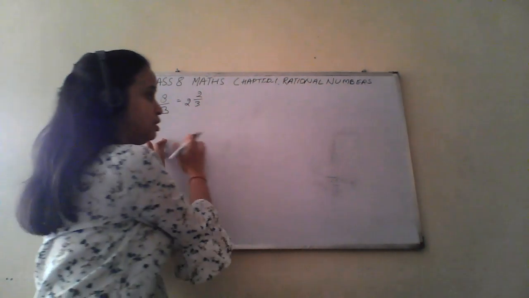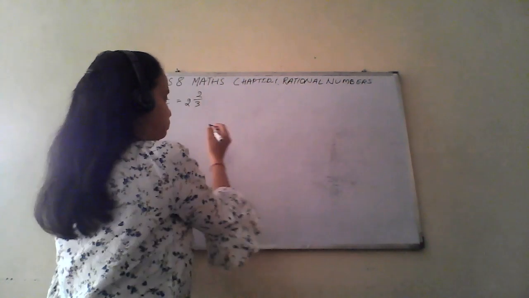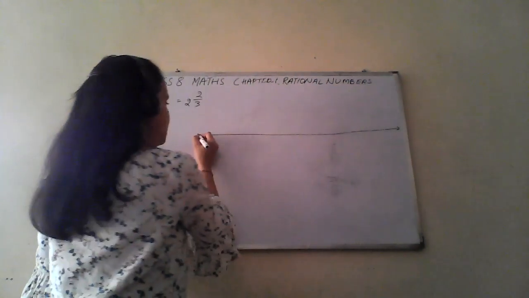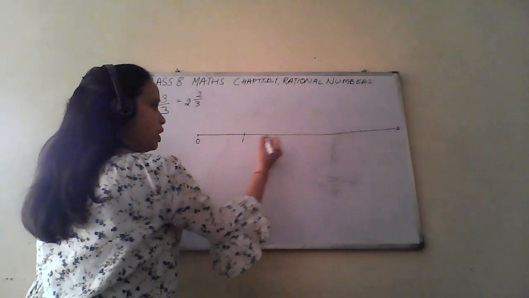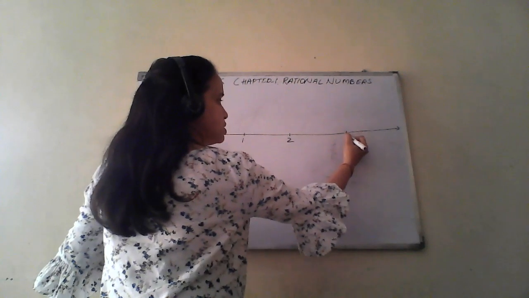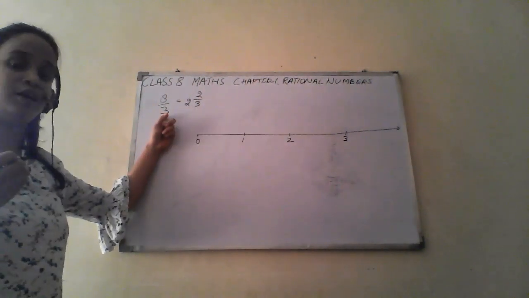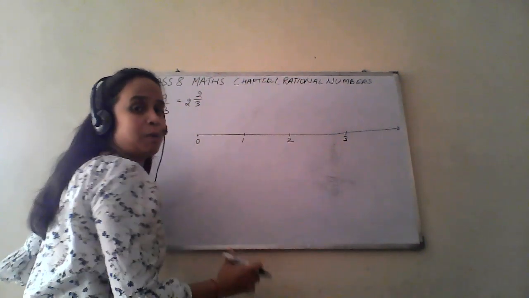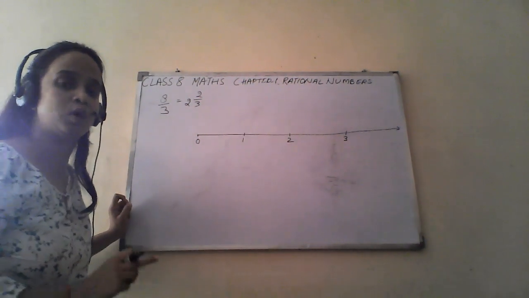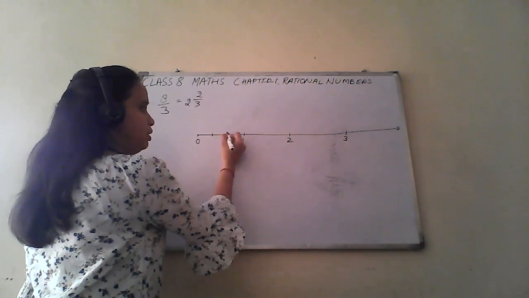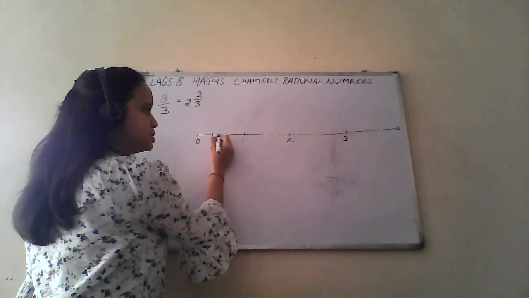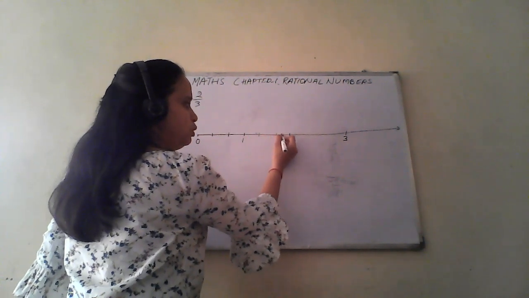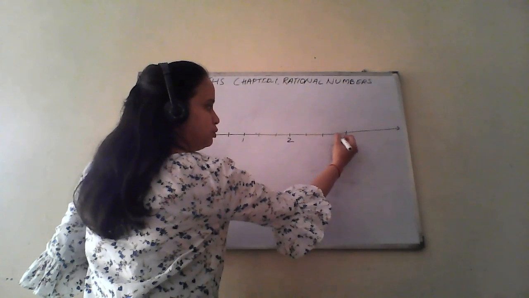So we have to extend our number line up to 3. See, this is 0, this is 1, this is 2, and this is 3. Now what is there in the denominator? 3. So we have to divide each section into 3 equal parts. Like we will divide 1, 2, one part, second, third. Similarly, we have to divide this section as well. 1, 2, 3, 1, 2, 3.